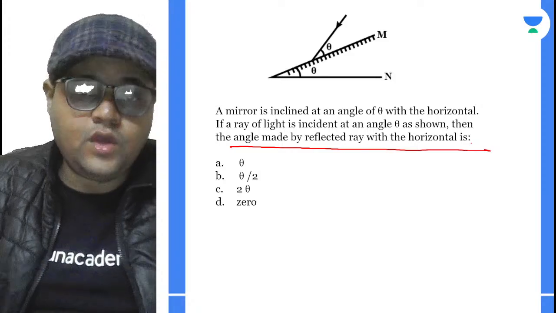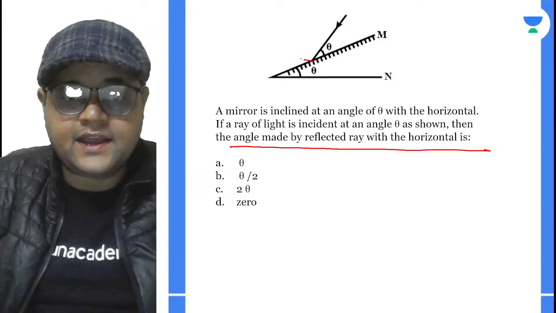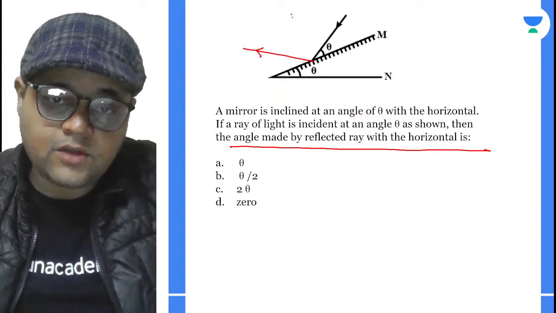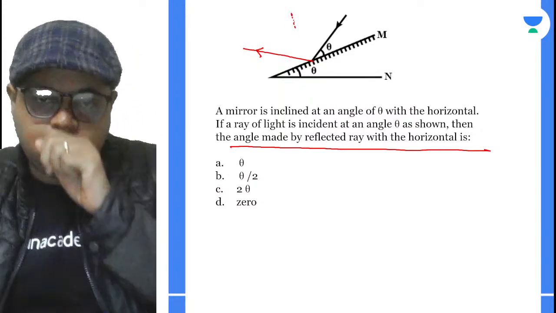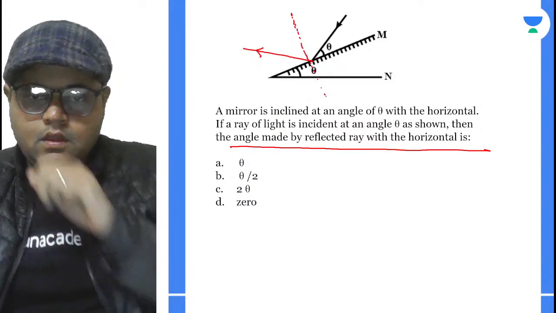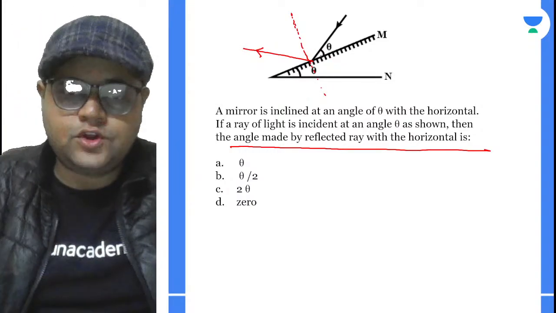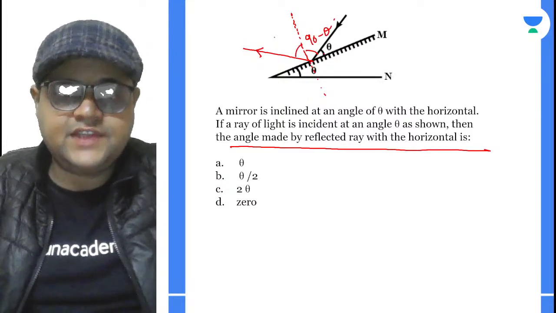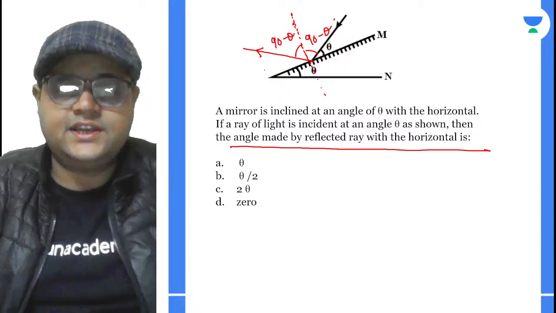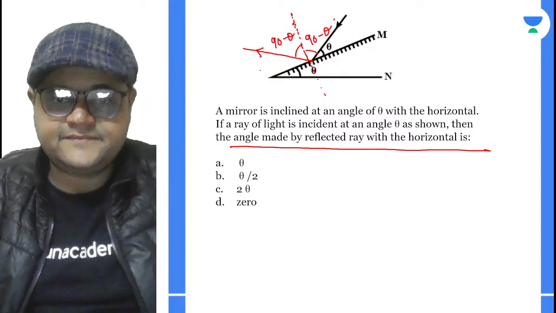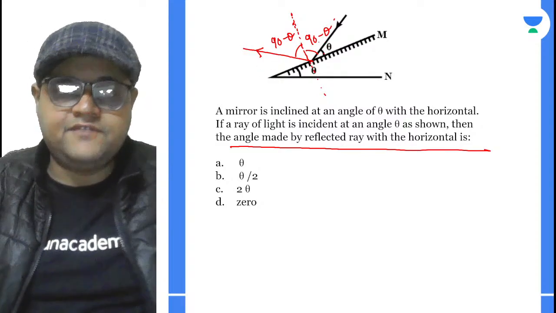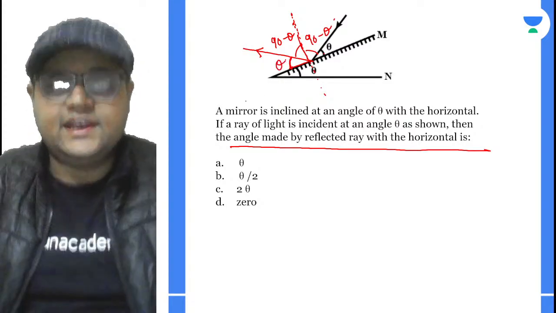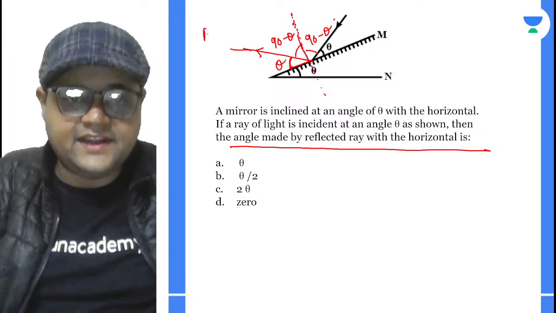First of all, we have to make a reflected ray. Let us suppose this is a reflected ray. If this is a reflected ray, there has to be a normal. This is a normal. Now, if this is theta, this has to be 90 minus theta. If this is 90 minus theta, this has to be 90 minus theta. If this is 90 minus theta, this again is a normal, so this has to be theta. Now just see, this is the reflected ray.